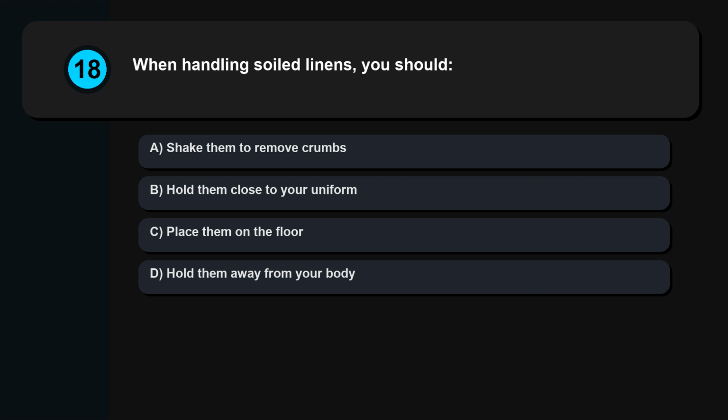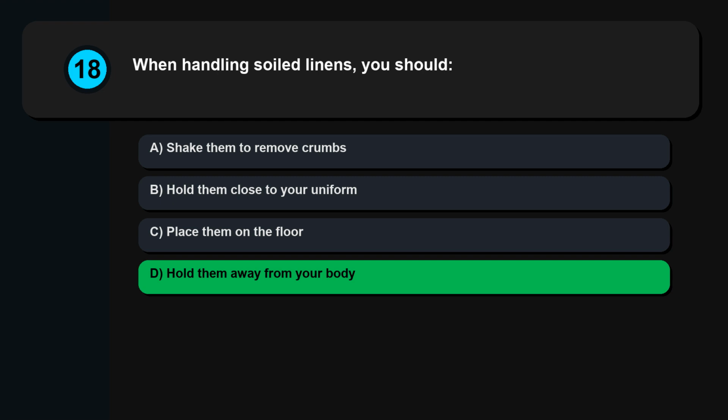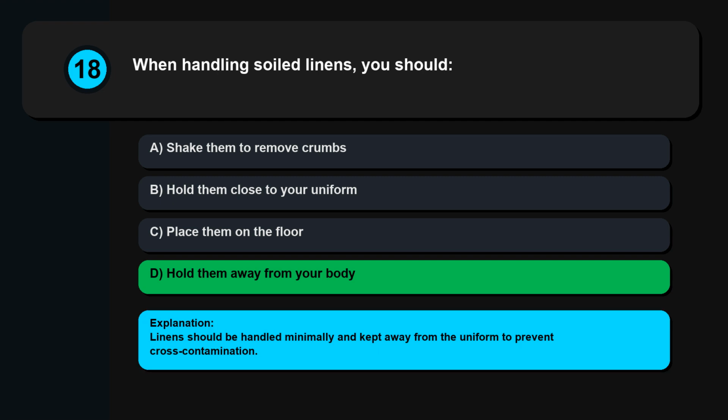Question 18. When handling soiled linens, you should: shake them to remove crumbs, hold them close to your uniform, place them on the floor, hold them away from your body. Linens should be handled minimally and kept away from the uniform to prevent cross-contamination.